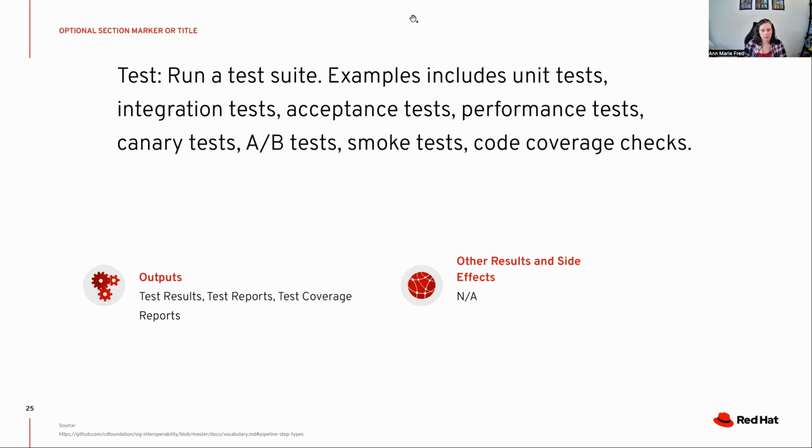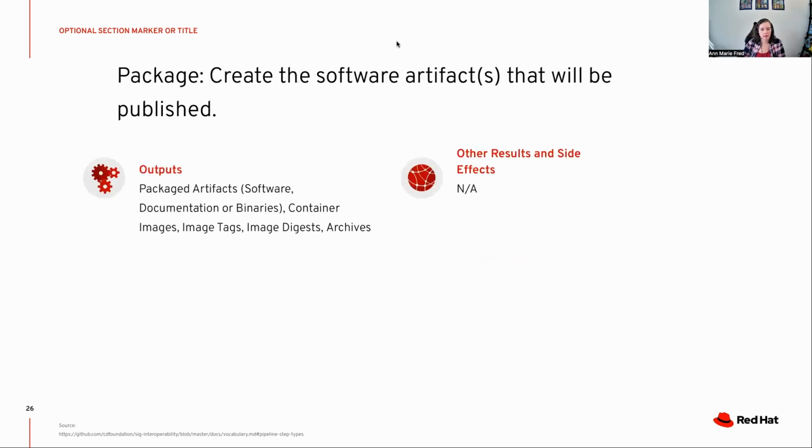In a test step, we'll run a test suite. So examples of these might be unit tests, integration tests, acceptance tests, performance tests, canary tests, A/B tests, smoke tests, code coverage checks. There are many different kinds of tests you can run. And most pipelines will run more than one of these. And we'll get outputs like the test results and test coverage reports. In a package step, we'll create software artifacts that will be published. Things like container images and their image tags and image digest and archive files will come out of package steps.